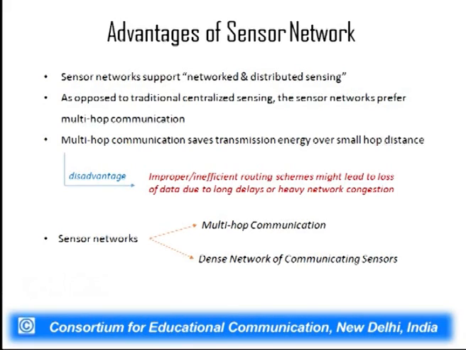Now what happens in multi-hop communication is that it normally saves transmission energy, because it's not a single hop, it's multi-hop versus single hop. So in multi-hop there are a small number of hops, small distance hops, and if we are using some inefficient routing schemes, then it might lead to loss of data due to long delays and heavy network congestion.